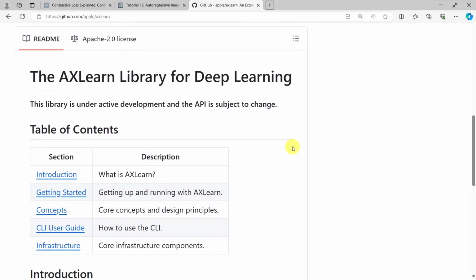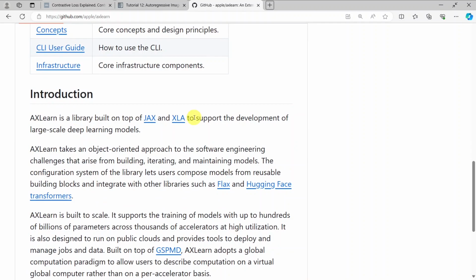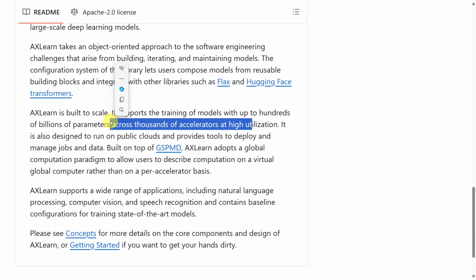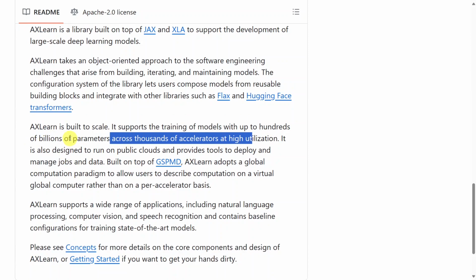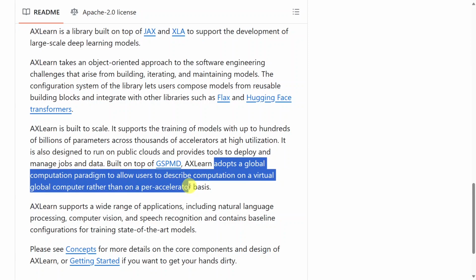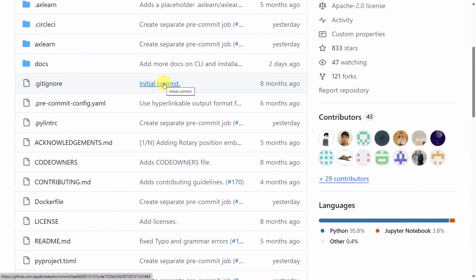AXLearn is a library built on top of JAX and XLA to support the development of large-scale deep learning models. AXLearn takes an object-oriented approach to software engineering challenges. So it is basically for distributed learning essentially, mainly for hundreds of billions, for big models and distributed learning. It adopts a global computation paradigm to allow users to describe computation on a virtual global computer rather than on a per-accelerator basis. Although I feel that this library is not mature enough for more open usage.